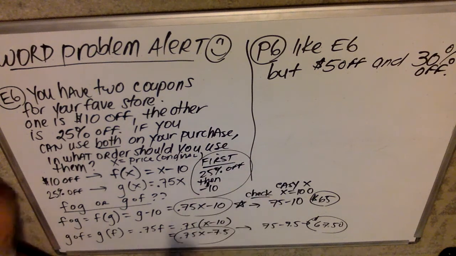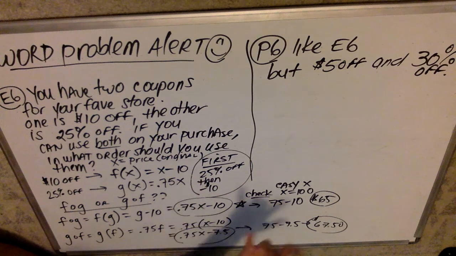And that actually makes logical sense if you think about it, because if you do the $10 first, then you're taking 75% of a smaller number, right? So you're not getting as big a discount. 25% of 100 is bigger than 25% of 90. That's really what it comes down to.